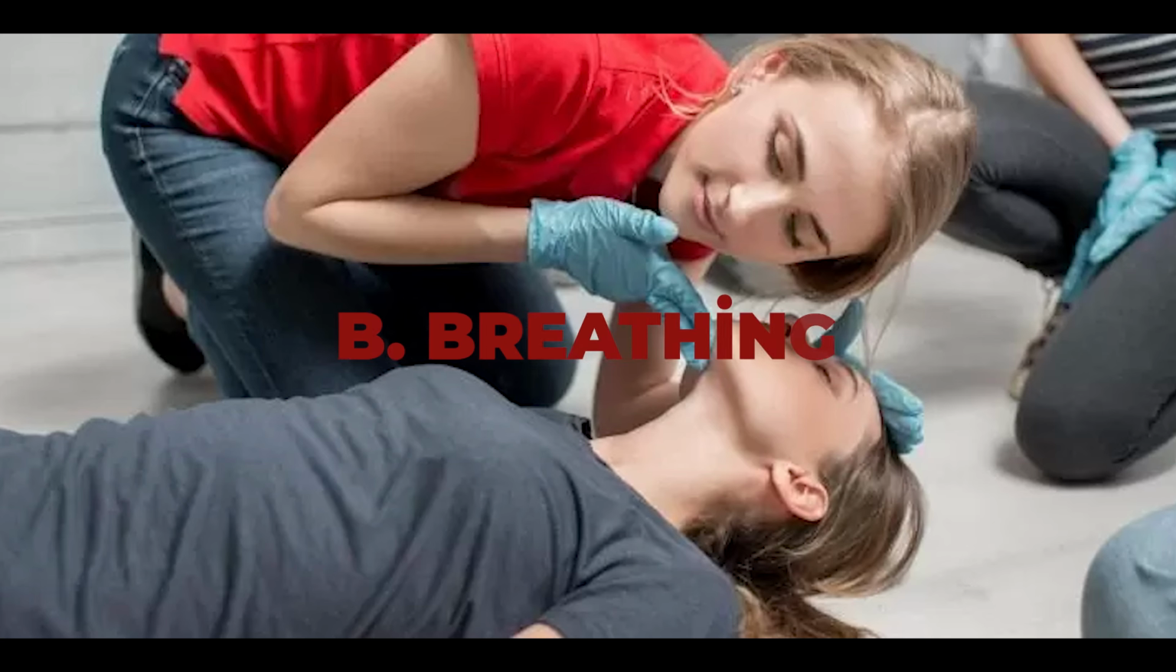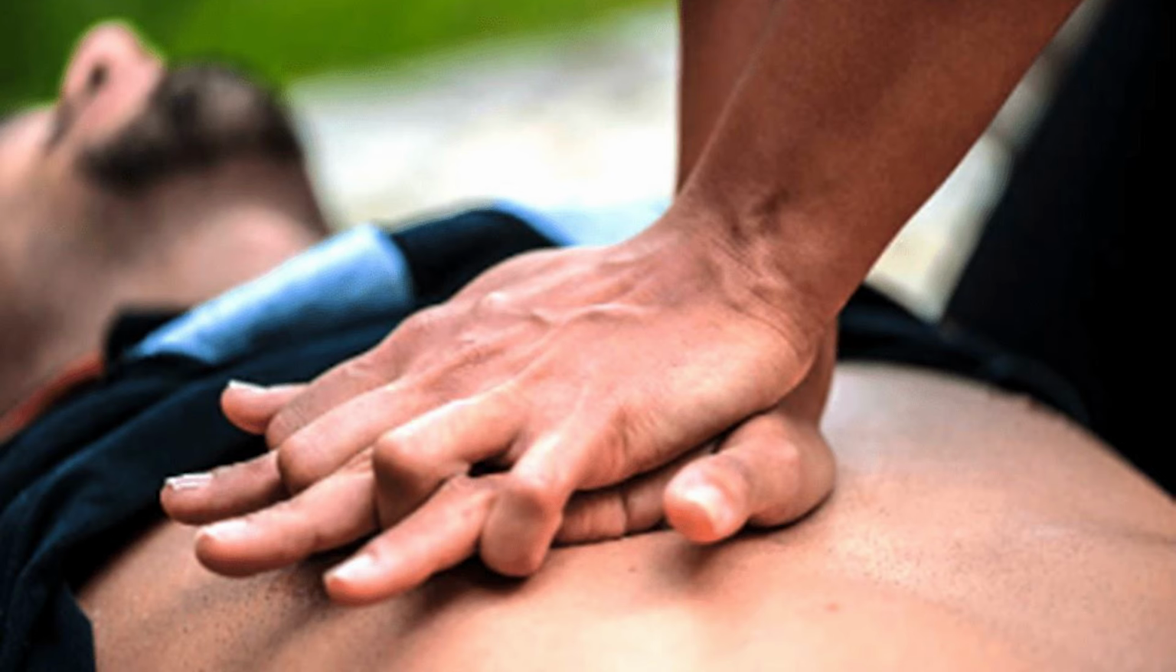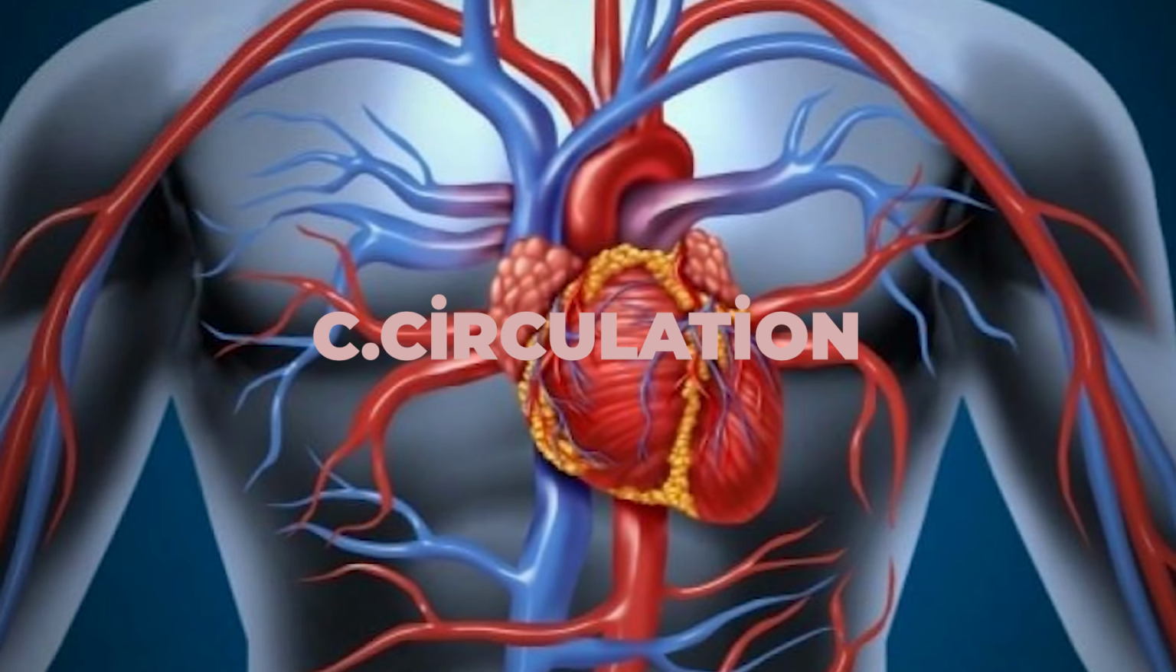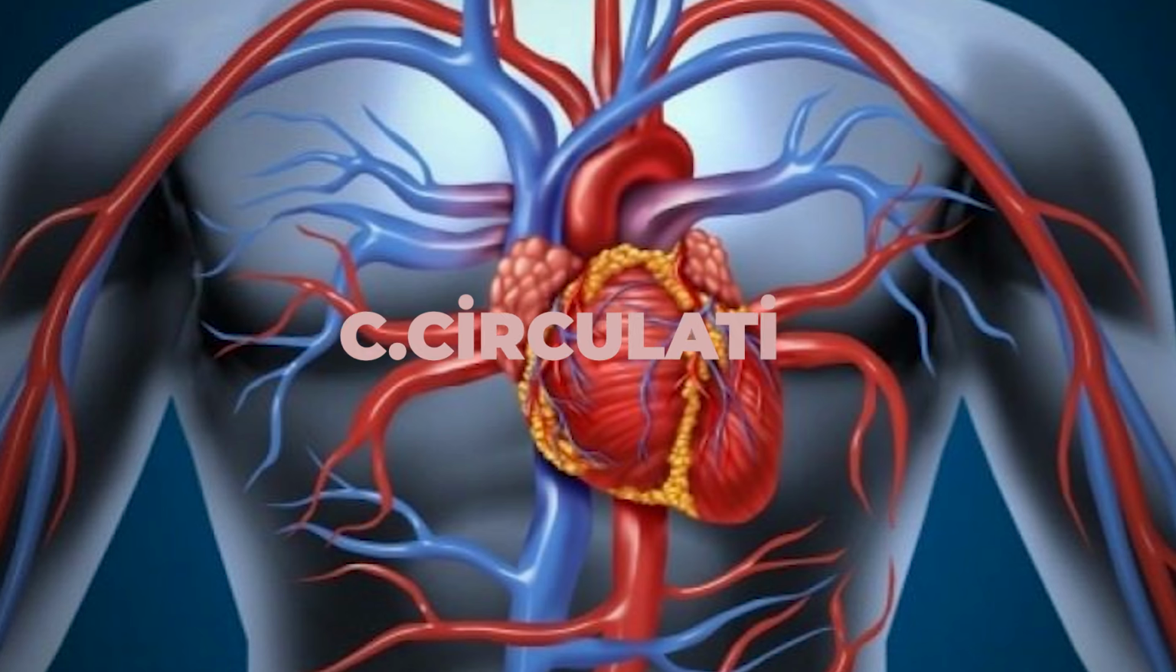B. Breathing. After ensuring the airway is clear, assess the person's breathing. If the person is not breathing or experiencing difficulty in breathing, initiate appropriate respiratory interventions such as CPR, cardiopulmonary resuscitation. C. Circulation. Once normal breathing is established or respiratory interventions have begun, check the person's circulation. Evaluate heart rate and pulse. If circulation has stopped or is weak, start interventions such as CPR to provide chest compressions.